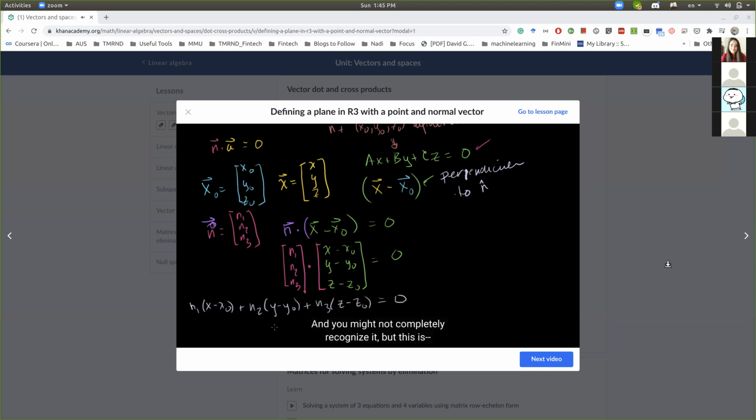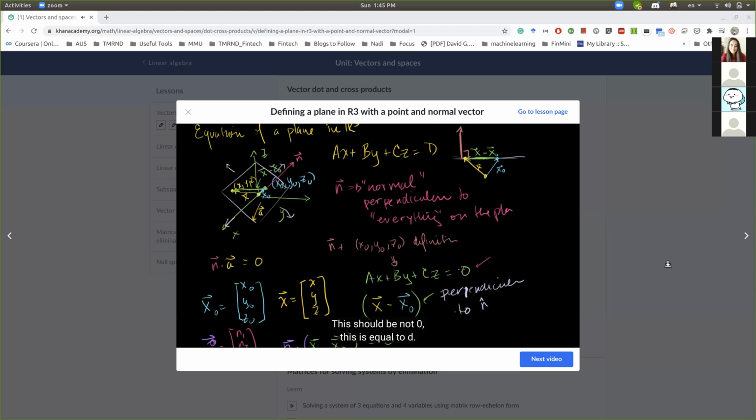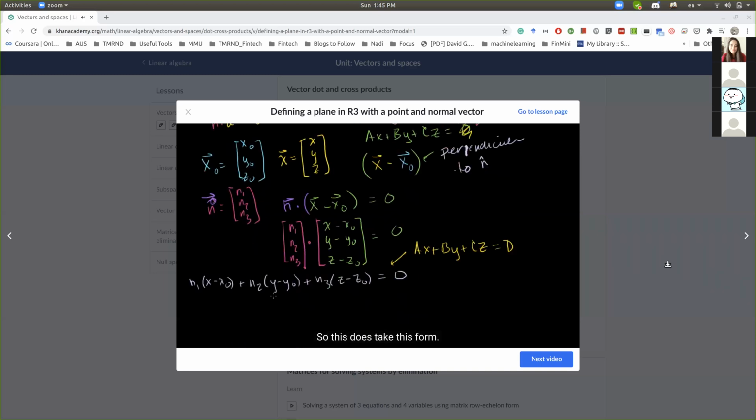You might not completely recognize it, and you'll have to do a little algebra to clean it up, but this is the form ax plus by plus cz is equal to d. Actually, I think I made a mistake here. This should not be 0. This is equal to d. This is the general form for a plane in R3. A plane is just a linear surface in R3. I shouldn't have written a 0 there. So this does take this form.